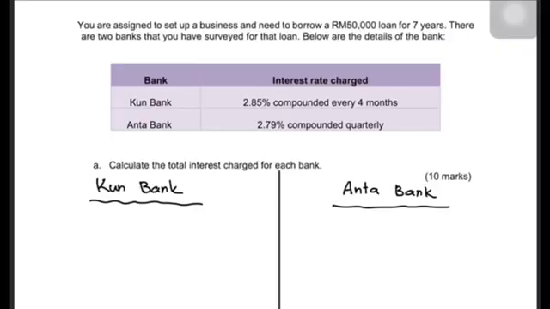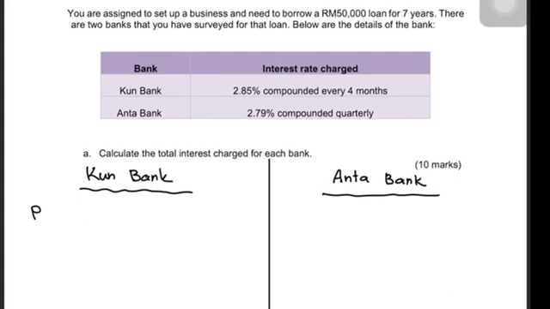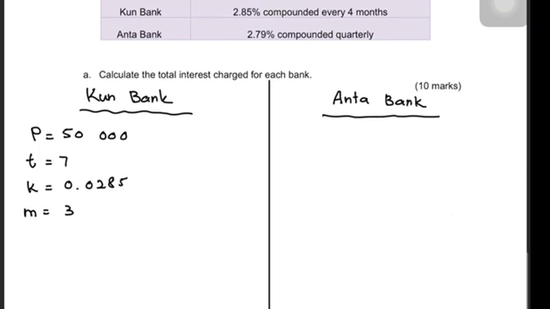Hello guys, so let's get started with question number 1. As you can see, we need to borrow a 50,000 loan, which is going to be our P, for 7 years, which is going to be our T. Okay, so we look at Kun Bank. The P is going to be 50,000, which is our loan, and the T is 7 years, and the K is our interest, 0.0285, and the M, computed every 4 months, is 3.